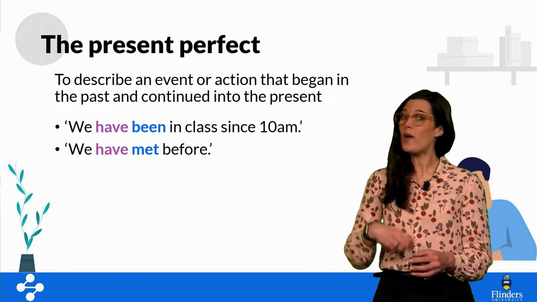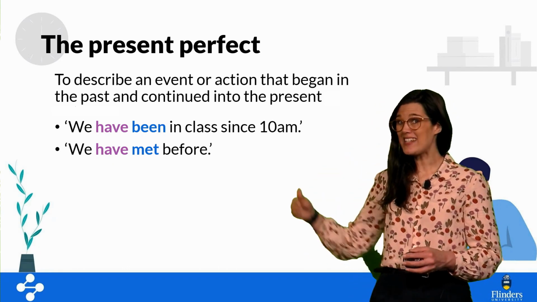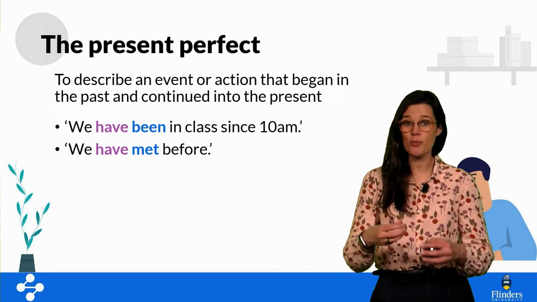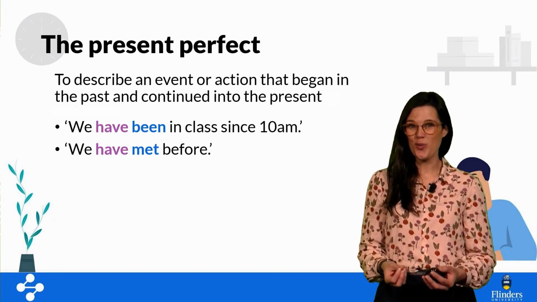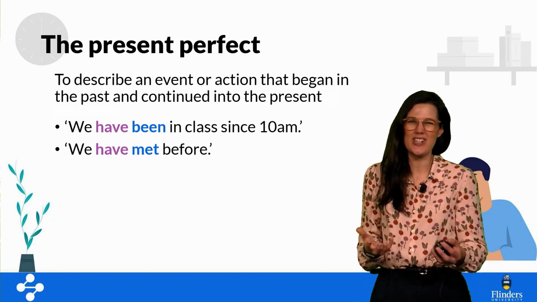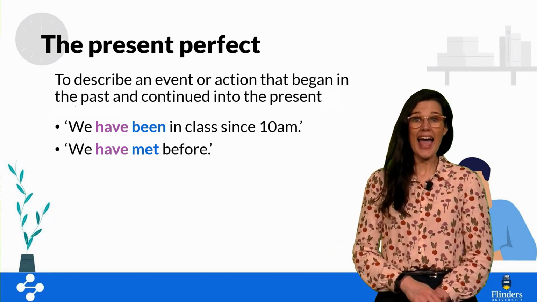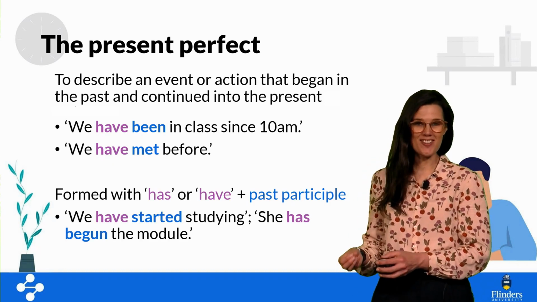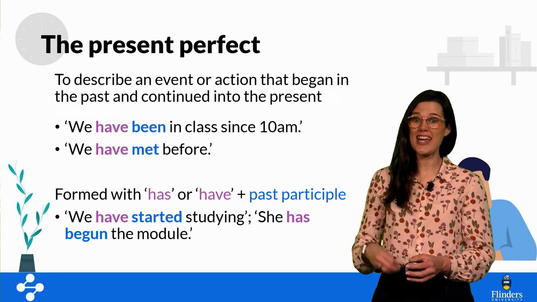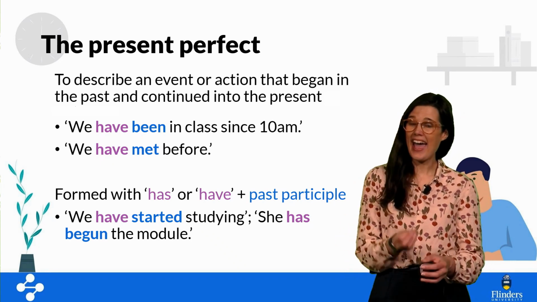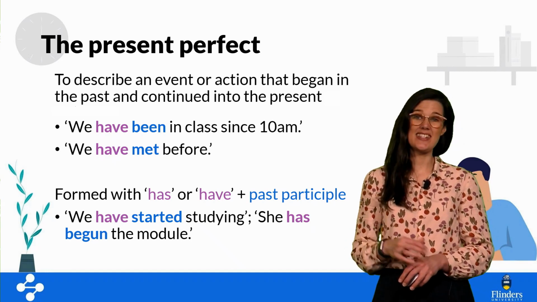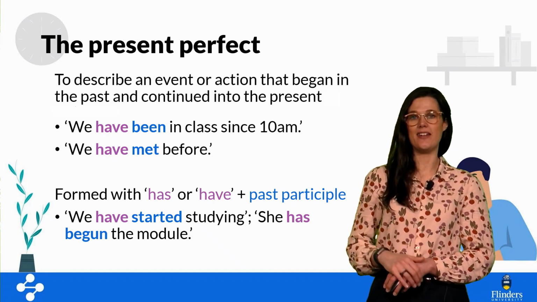Or we have met before. So we met in the past, but the consequences of our meeting are still true because I still know who you are, or I remember you. So we don't need to meet again. And it's formed with the word has or have, depending on who the subject of the sentence is. He or she has, we have, plus the past participle. So we have started studying, or she has begun the module.